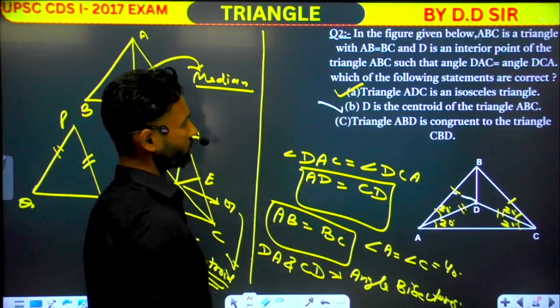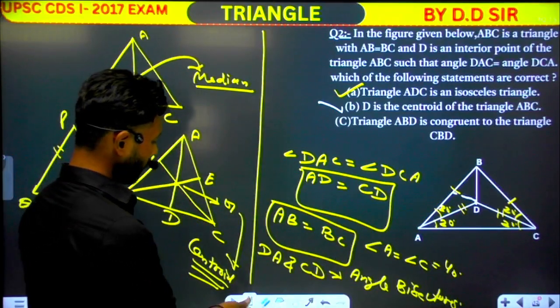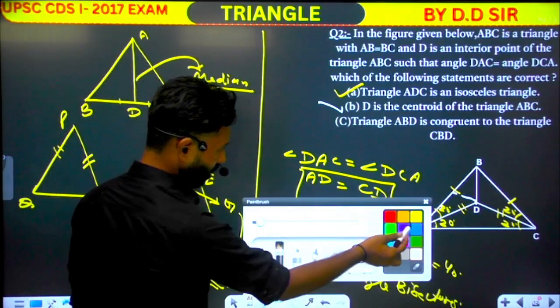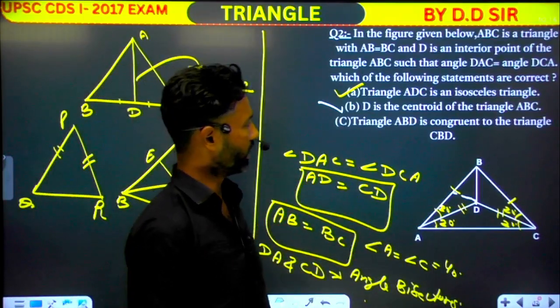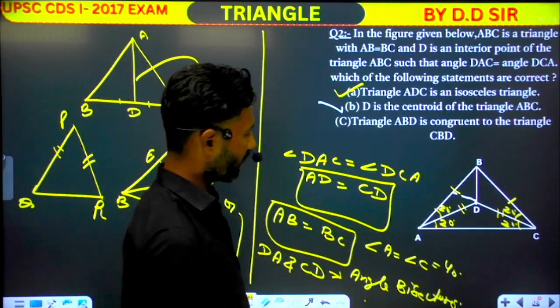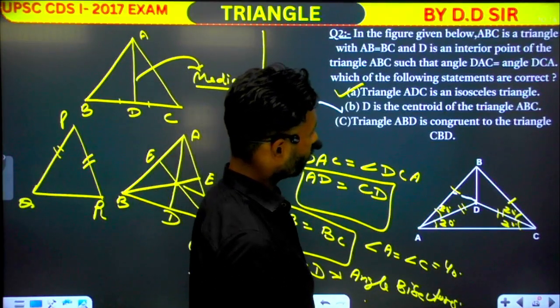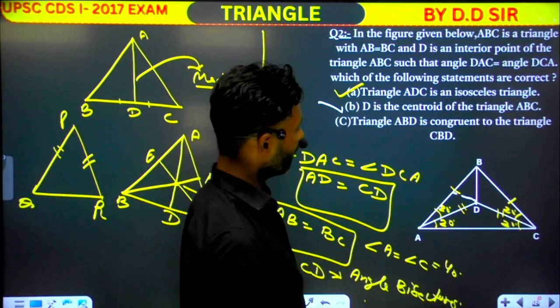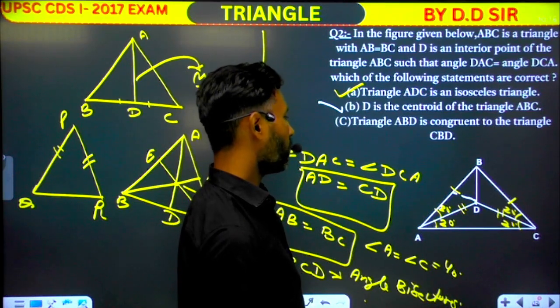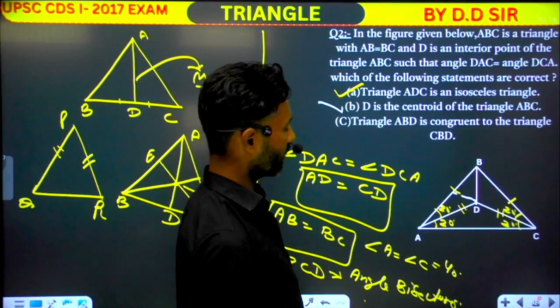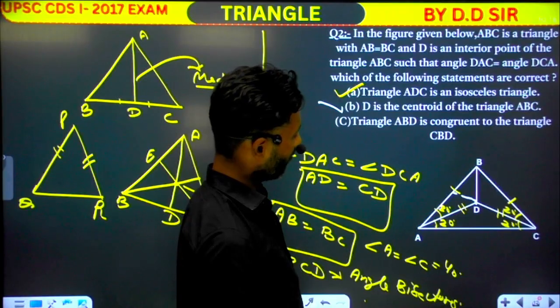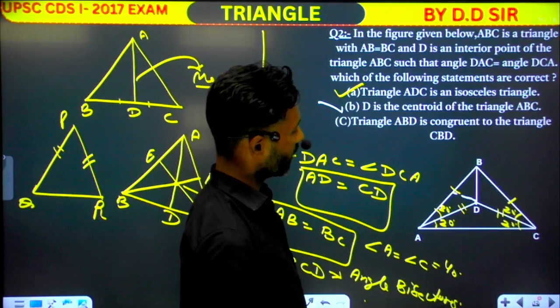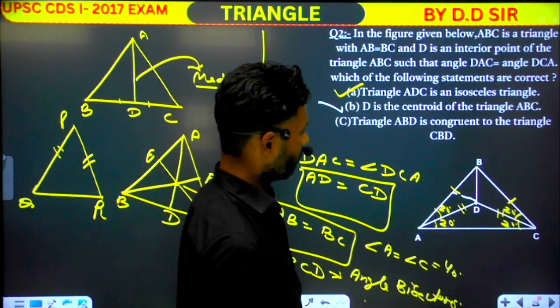So the second statement is also correct. Now we will check the third statement. What was the third statement? The third statement is saying that triangle ABD is congruent to triangle CBD. Yes, you can say both the triangles are congruent. How can you say that? The triangle ABD will be congruent to triangle CBD.